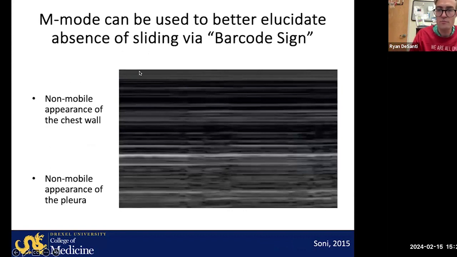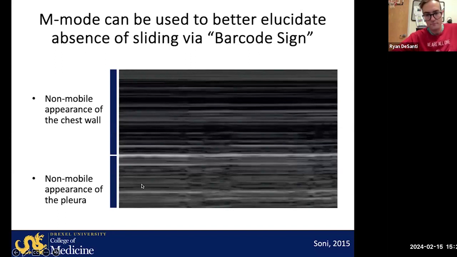M-mode can help to better elucidate whether or not there is lung sliding by something which is called the barcode sign. This is the non-mobile appearance of the chest wall as we had in the seashore sign. But then because the pleura are not together, not opposed, not moving during respirations, we have non-mobile appearance of the pleura and it appears as a barcode all the way across the image.